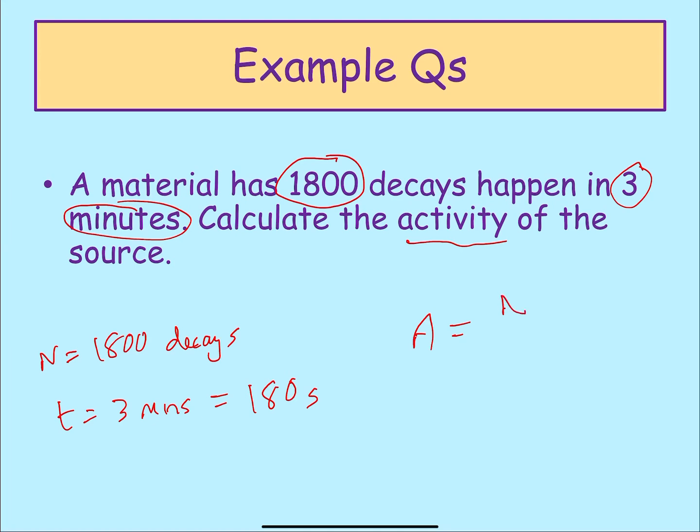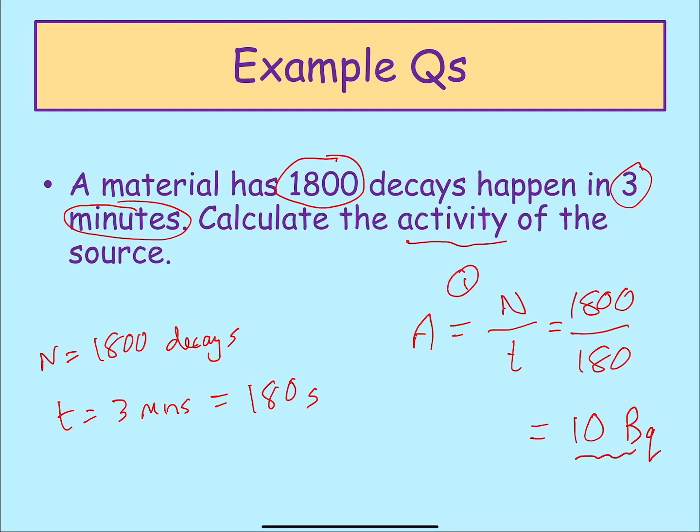Activity equals number of decays divided by time. 1800 divided by 180. 10 becquerels. 3 marks. You get 1 mark for the equation, 1 mark for plugging in the right numbers, which includes converting your minutes into seconds, and then you get your final mark for your answer and correct unit.